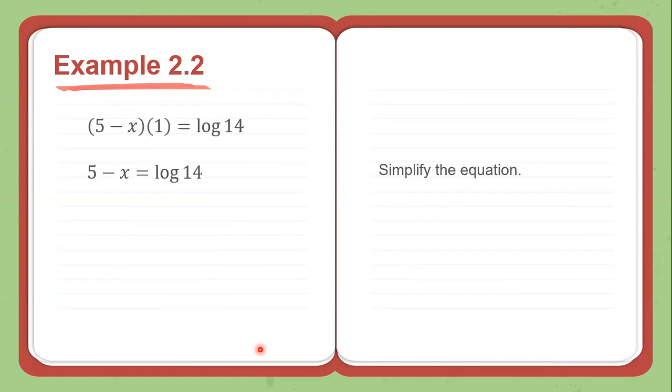Adding negative 5 to both sides of the equation, we will have negative x is equal to the logarithm of 14 minus 5. Then multiplying both sides of the equation by negative 1, we will have x is equal to 5 minus the logarithm of 14, which is our solution set.